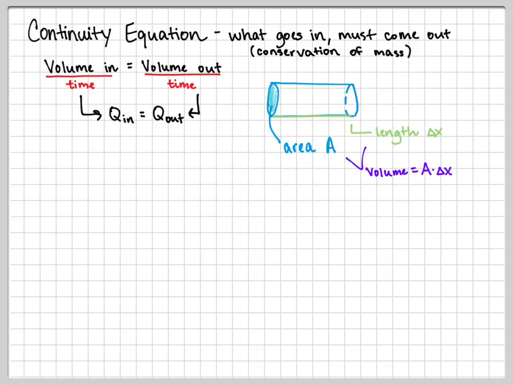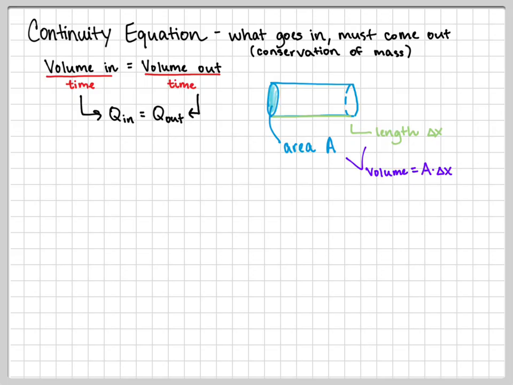If we imagine just a cylindrical pipe, the volume of that pipe is going to be the cross-sectional area A. Generally, it's going to be a circle, right? So like pi r squared, multiplied by the length, delta x. So volume is going to be area times just this generic length.